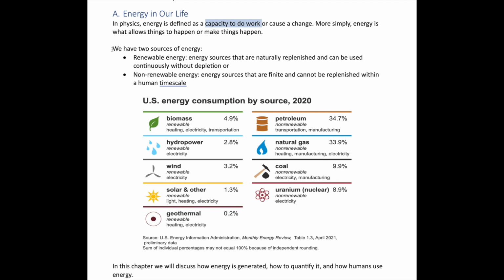We have two sources of energy that we use. There's what we call renewable energy, which are energy sources that we can naturally replenish and we can continue using without running out of it. And we of course have non-renewable energy, which are energy sources that cannot be replenished within a human time scale. Now, that time scale is important because you might be able to replenish this non-renewable energy over, say, millions of years, but obviously not fast enough for us to be able to use it.